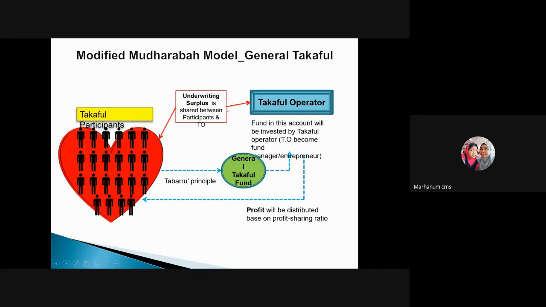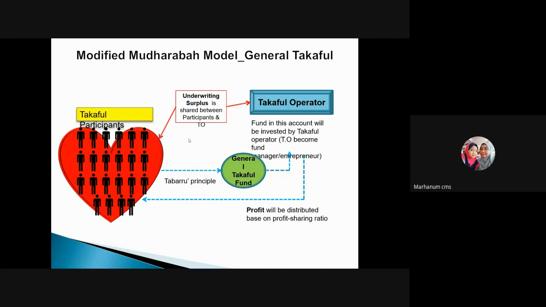Because if there is no sharing of the underwriting surplus, the Takaful operator can only make a profit from profit sharing. No profit can be generated from this fund. This fund can only pay for expenses, administrative expenses. So they can't generate a profit to sustain in the industry. That is why, to attract more Takaful operators to offer Takaful products in Malaysia, the Central Bank of Malaysia allows the Takaful operator to share the underwriting surplus. However, this is not agreed by the Middle East scholars.